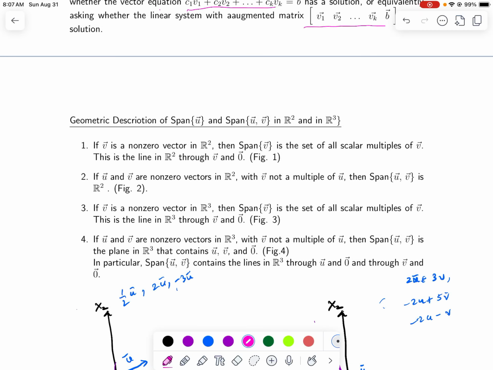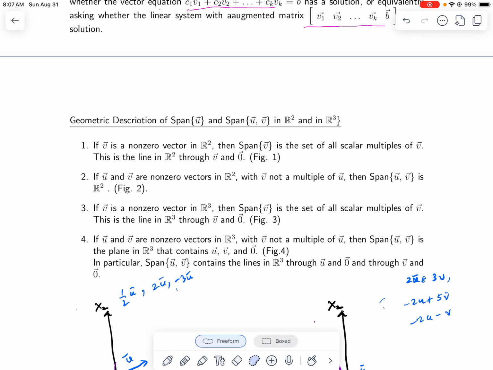Okay, continuing with section 1.3. So we saw what we mean by writing b as a linear combination of some given vectors v1, v2, up to vk, and we saw that answering that problem is equivalent to solving the system of equations.